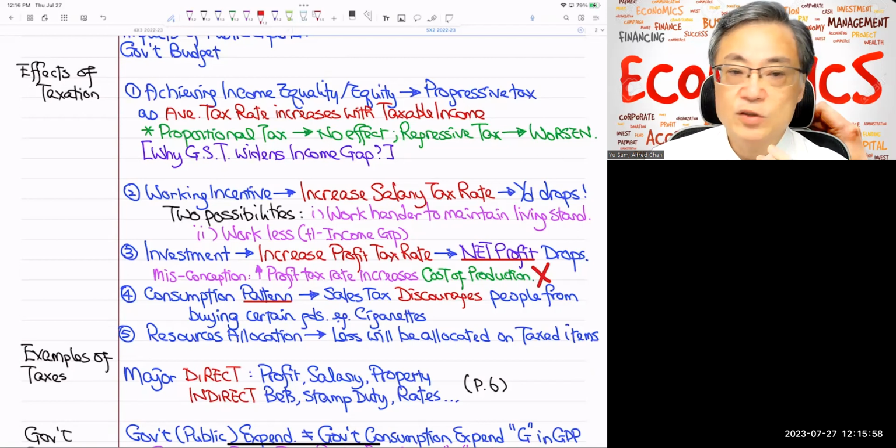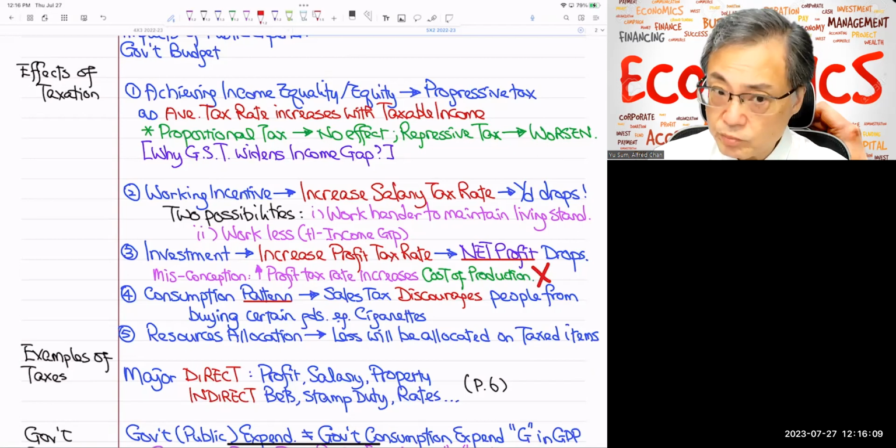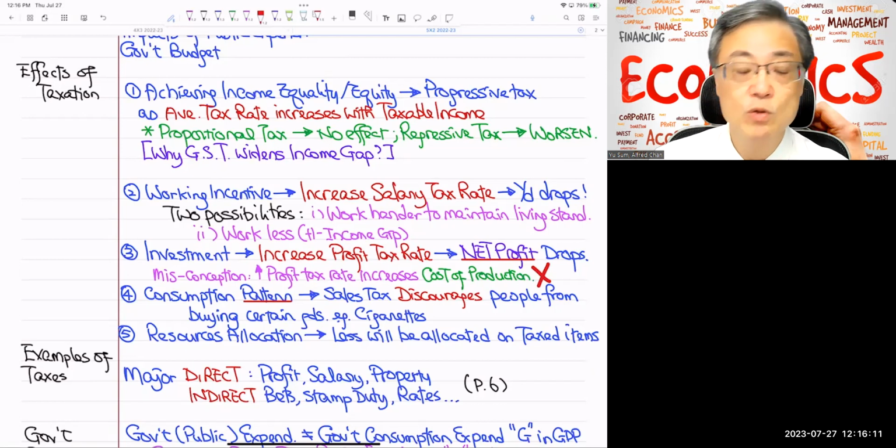Proportional tax has no effect on income equality or equity. Regressive tax will make the situation worse. Once again, the explanation is straightforward, because the low income group will be paying relatively a higher percentage of their income as tax compared with the high income group.